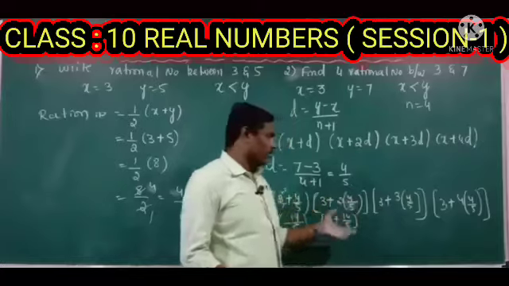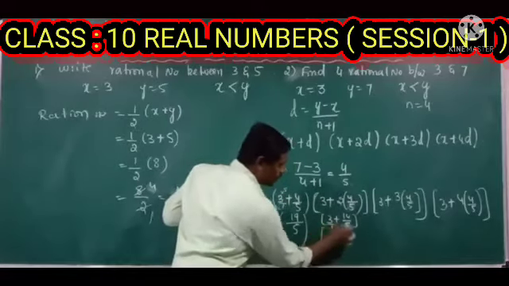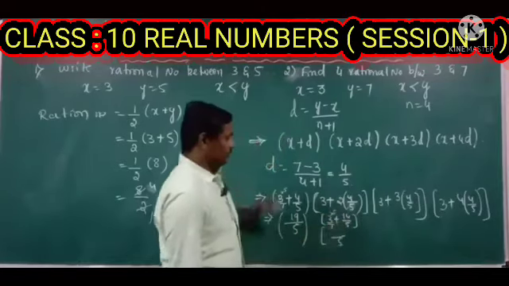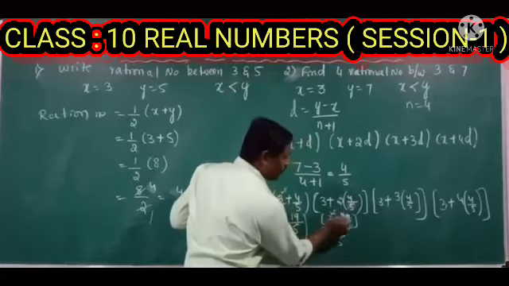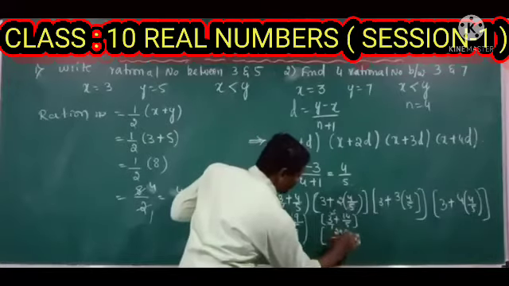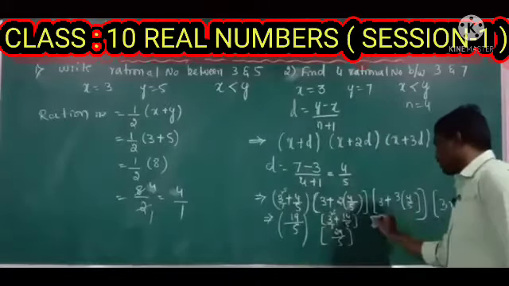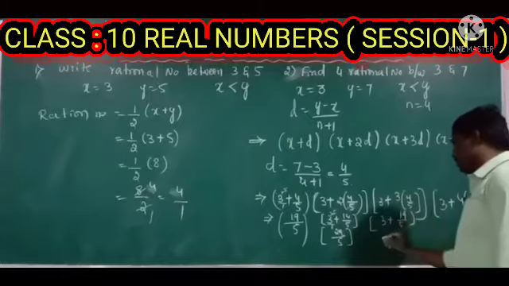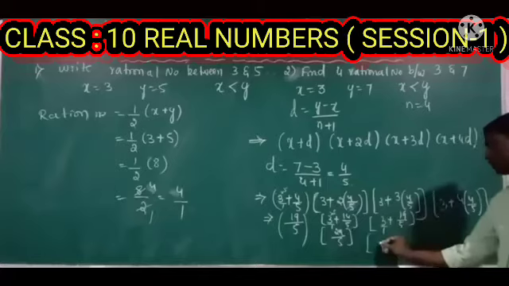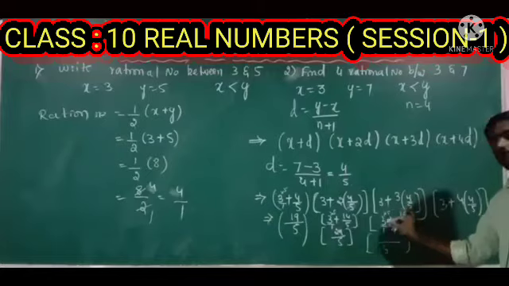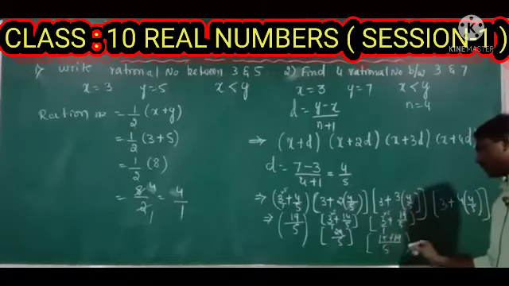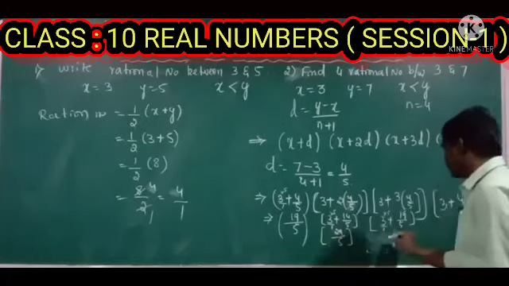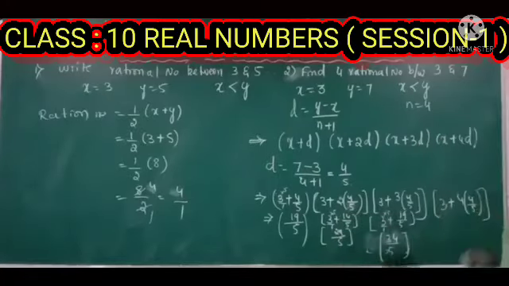Without converting also we can calculate. Again the LCM is 5, so multiply 5 by 3: 5 3s are 15, 15 plus 14 is 29 by 5. Next one, write this 3 as it is, plus 19 by 5. Take the LCM of these two; the denominator is 1, so 5 is the LCM. 5 3s are 15, 15 plus 19 is 34 by 5.